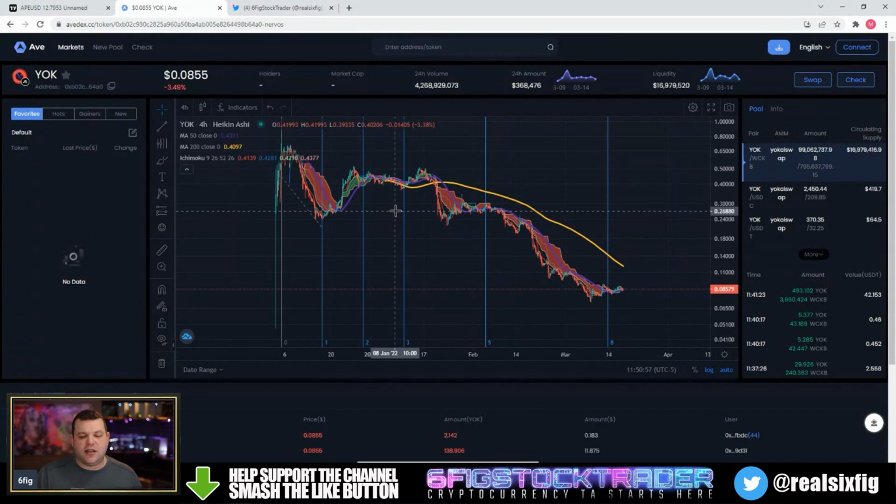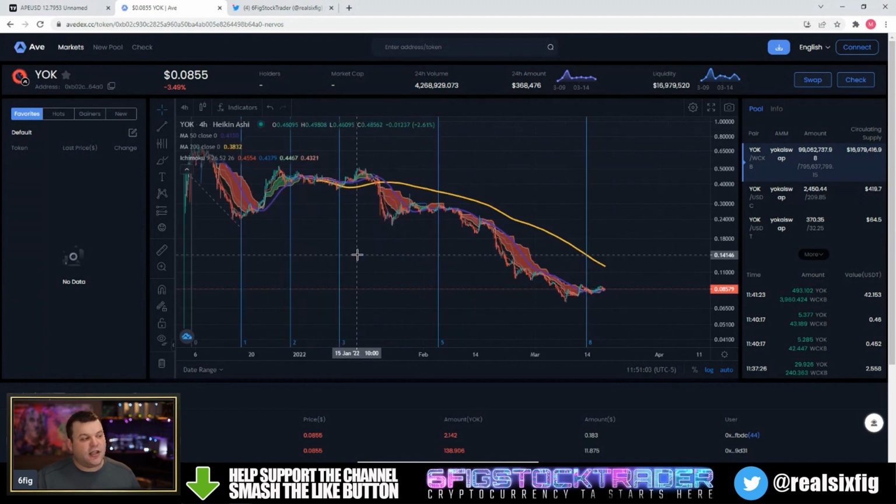Now, let's just go ahead and look at the charts to see what exactly is going on with YokaiSwap price action. Keep in mind, this is a third-party chart. I wish I had access to this chart on TradingView. I mean, it is on TradingView by some method.